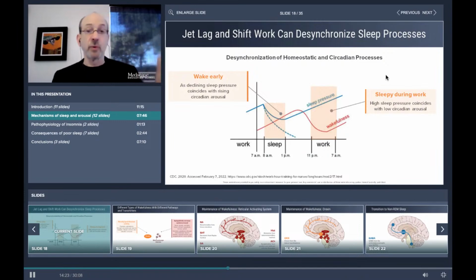Or you'll find that the clock is sending strong wake signals. If you're a shift worker and you're trying to sleep during the day, the clock is sending wake signals because this is your biological day, and it's preventing you from sleeping, even though you've got a lot of homeostatic sleep drive and sleep pressure built up. So when these two processes aren't aligned, things don't work so well.